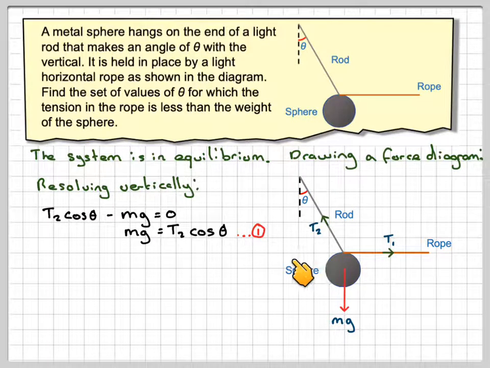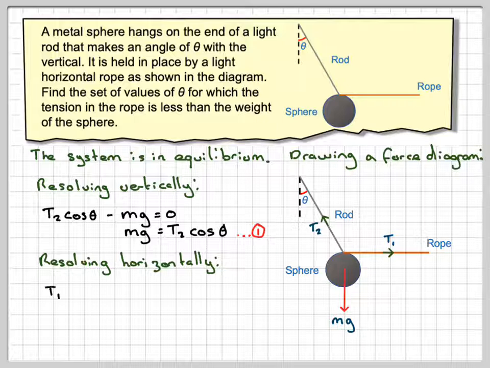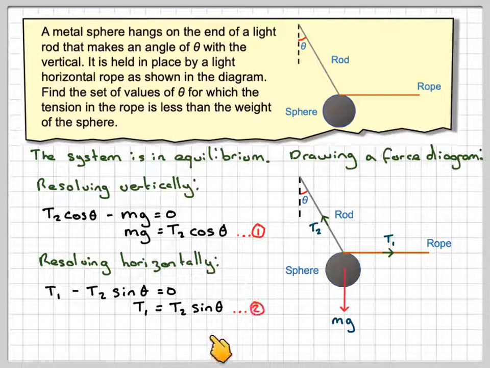The only other thing we can do is resolve horizontally. Going this way, we have T1. Going in this direction, we have T2 sine theta, the horizontal component of the force T2. And that's equal to 0. Rearranging, T1 is equal to T2 sine theta. We'll call that equation 2.